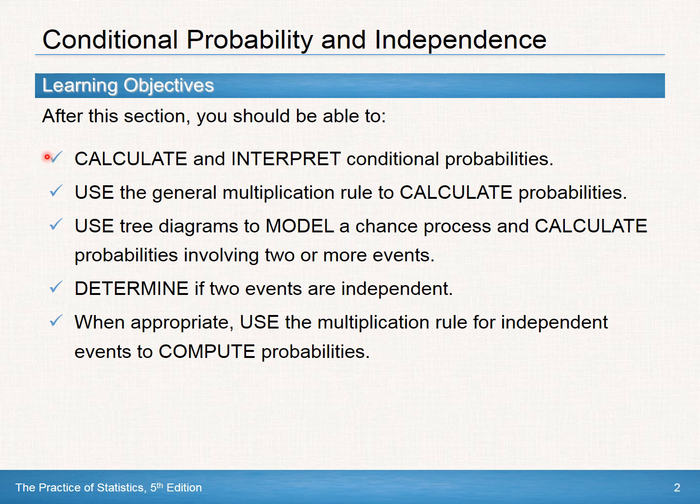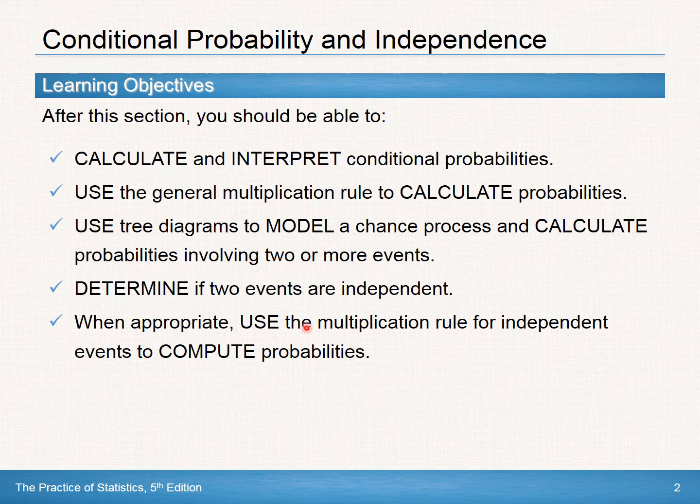Okay, so in this section, we are going to calculate and interpret conditional probabilities. We are going to use the general multiplication rule to calculate probabilities, and this is going to be your AND rule. In the last section, we looked at the addition rule, which was used for OR. We're going to use tree diagrams to model a chance process and calculate the probabilities using two or more events. This is going to be one of the most important sections. Whenever we are given conditional probabilities, you're going to want to get used to that tree diagram. It makes finding the answer so much easier.